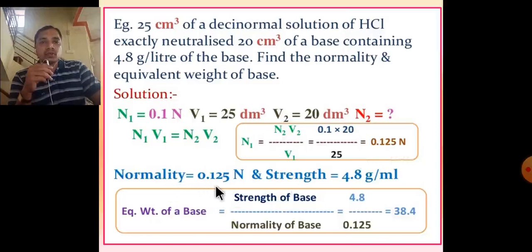Normality is equal to 0.125 normal and the strength is 4.8 gram per liter. For the equivalent weight of the base: the normality of the solution is 0.125 and the equivalent weight of the base is equal to the strength of the base divided by the normality of the base. The normality of the base is 0.125 and the strength is given as 4.8. Therefore, 38.4 is the equivalent weight of the given base.